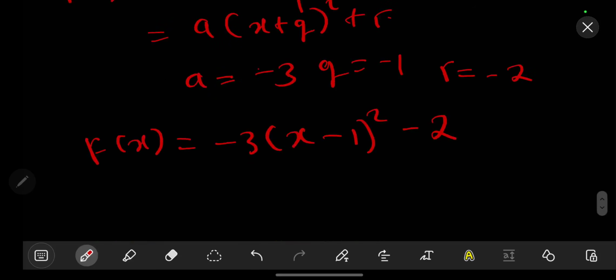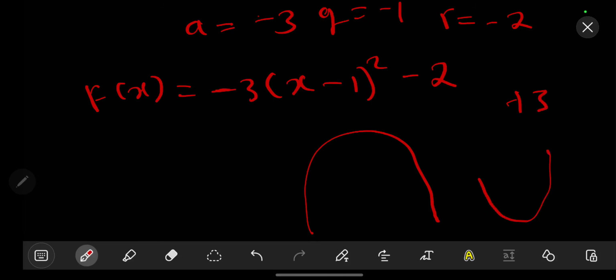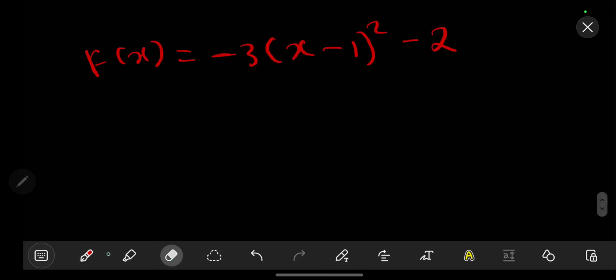So according to the vertex form, when you see a number outside that is negative, attached to the square, it means the graph will be sad because it's negative. So it will look like that. If we have a positive value outside there attached to the square, the graph will smile because it's positive like that. So this is the approach that we are going to use.